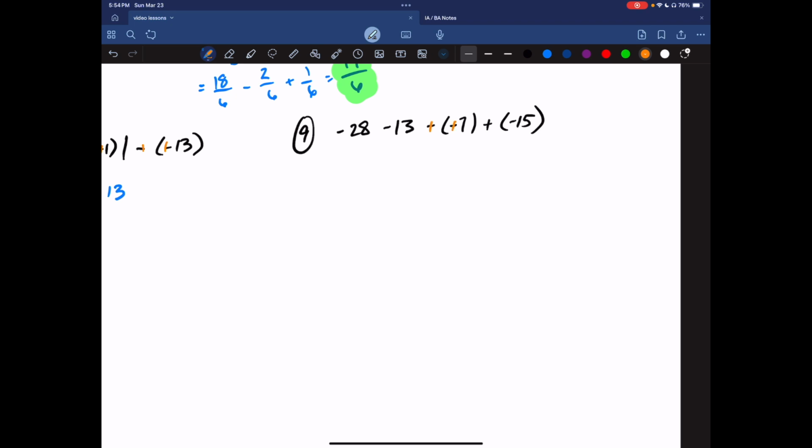We got plus, it's going to be minus, so -28 minus 13 plus 7 minus 15. So just cleaning out my signs here for a second. All right, -28 minus 13. If you want left to right, that's going to be -41. Plus, let's do 7 minus 15. It's going to be -8. So it's -41 minus 8. It's going to be -49.